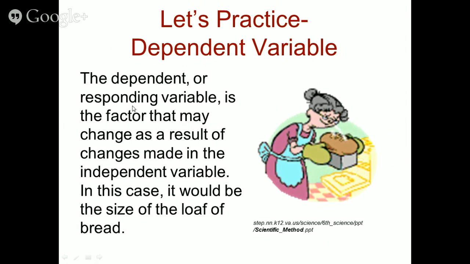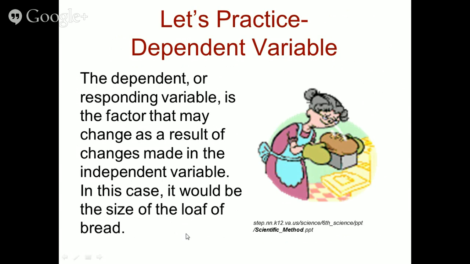The dependent or responding variable is the factor that may change as a result of the changes made in the independent variable. In this case, it would be the size of the loaf of bread. So the independent variable was the sugar, and the dependent variable is supposed to change. That's his plan. Every time he puts a different amount of sugar in, the dependent variable should be the size of the bread, how tall it gets. And so he would measure that and put that in his notebook.